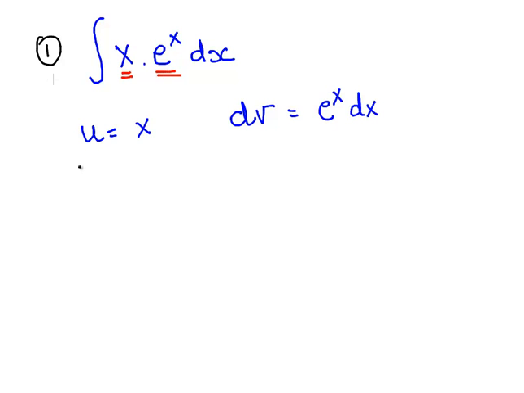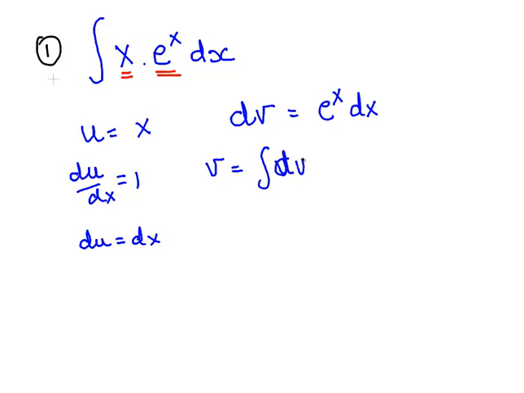So what we need is du. So let's differentiate u to get du/dx. So du/dx is equal to 1. That's just taking the derivative of x. And rearranging that algebraically, we get du is equal to dx. Now, to find v, that is the integral of dv. So that's the integral of e to the x dx. And the integral of e to the x dx is simply e to the x. So v is e to the x.